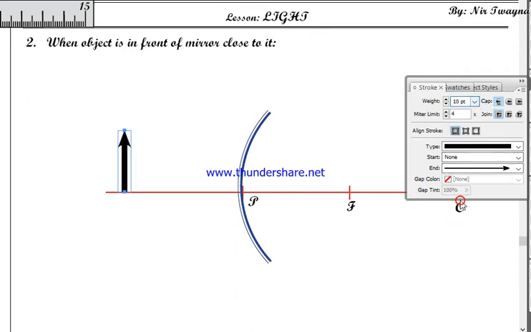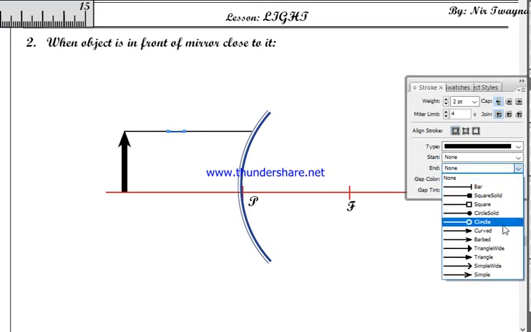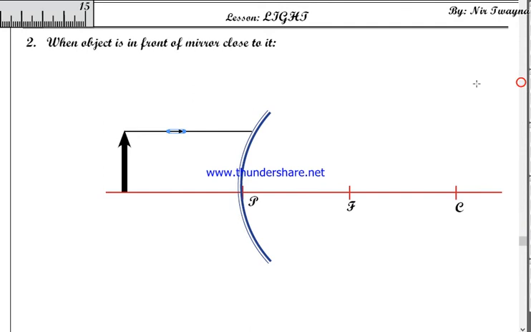The politics of Nepal. Anyway, let's see, this is an object which is in front of the mirror, close to it. In the first case we discussed the object placed far from the mirror, and now we are keeping the object close to the mirror. Now let's use the first rule. According to the first rule, the incident ray is parallel to the principal axis.